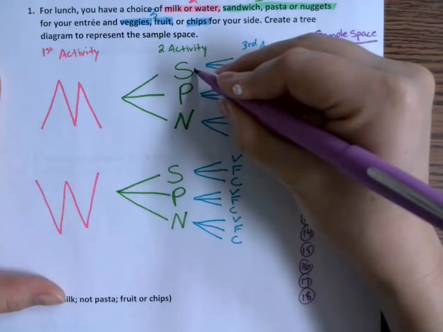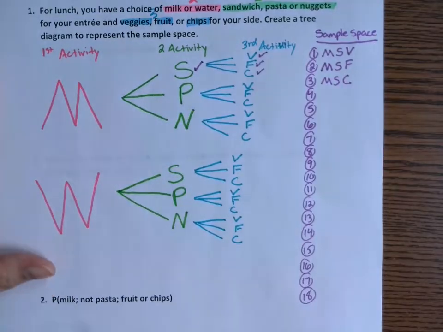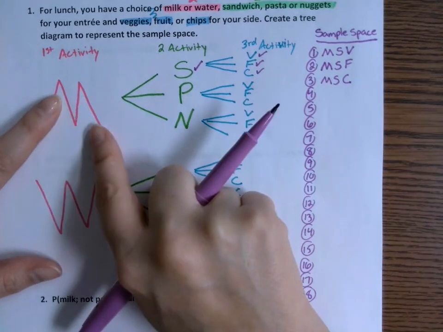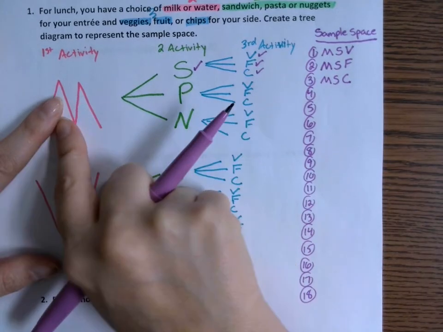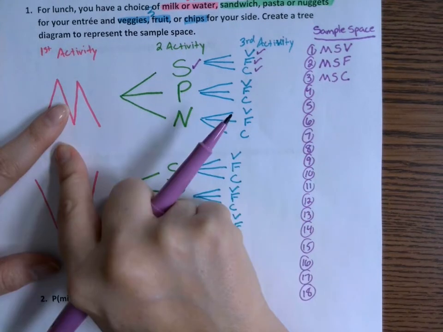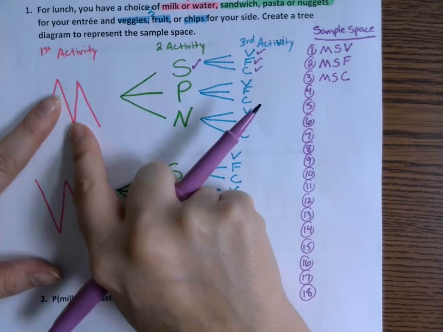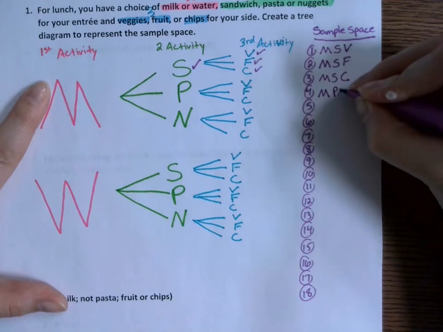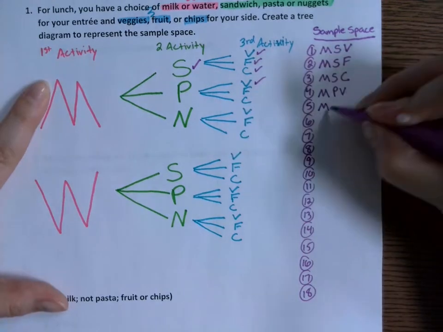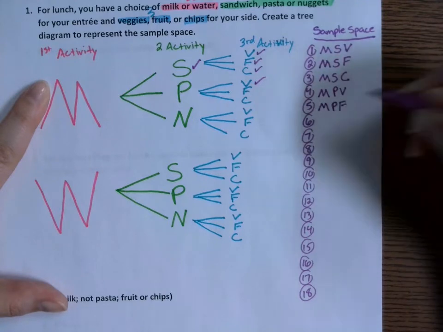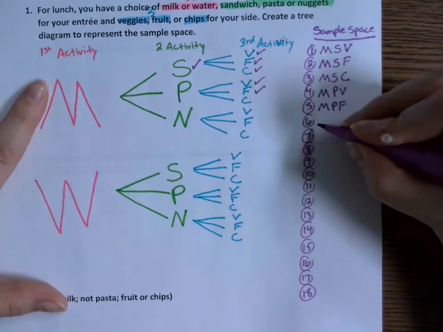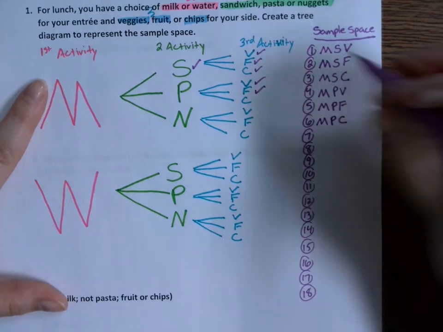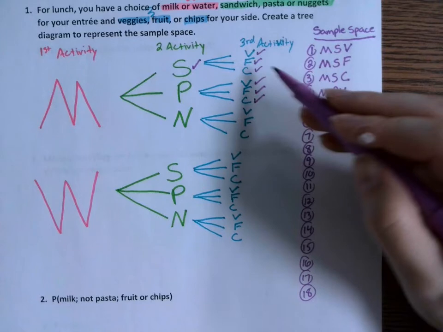Does that mean I'm done with everything that does milk? No, because I still have milk and pasta. I still have milk and nuggets. So I could do milk, pasta, and veggies. I'm going to check that off. Milk, pasta, and fruit. Check that off. Milk, pasta, and chips. Check that off. Okay, I've done all the things that are connected to the pasta. I'm going to check that pasta off. But I still have the nuggets.